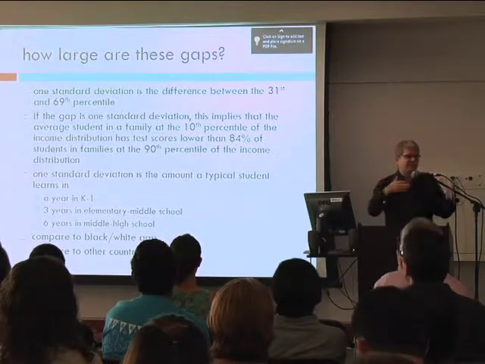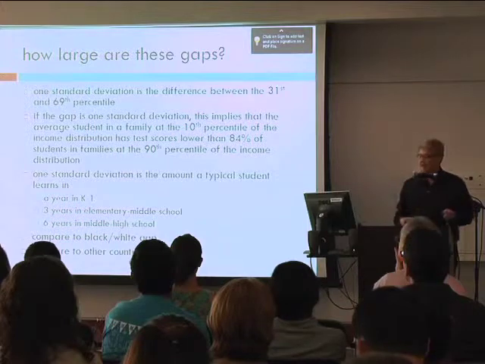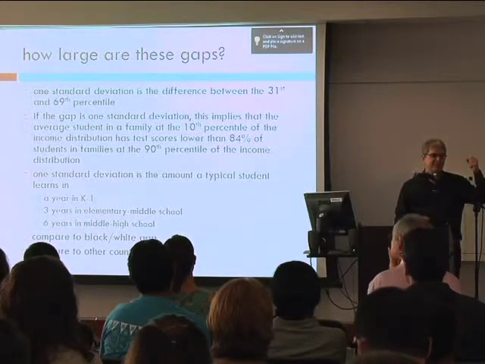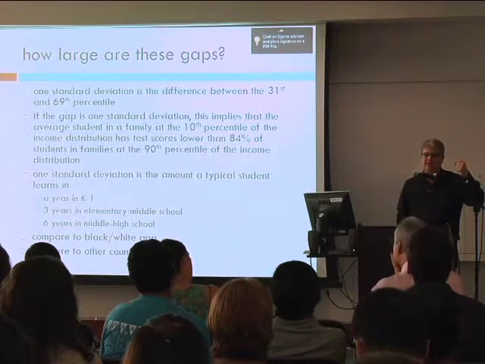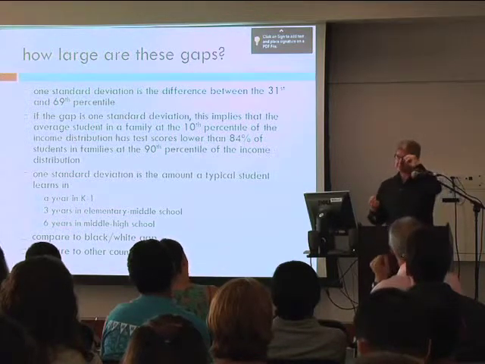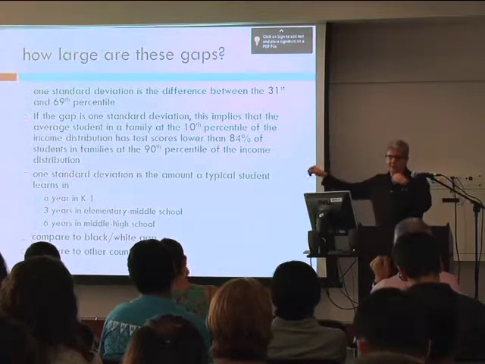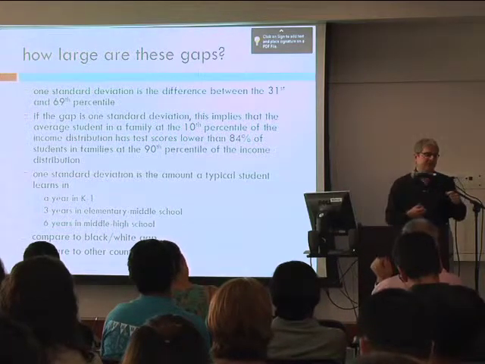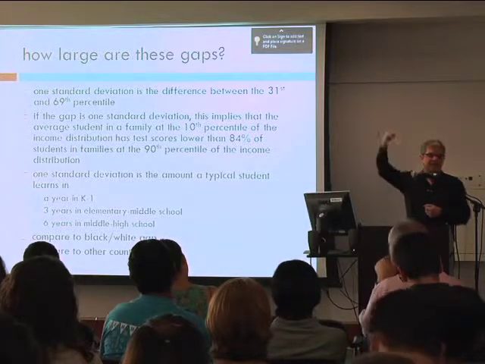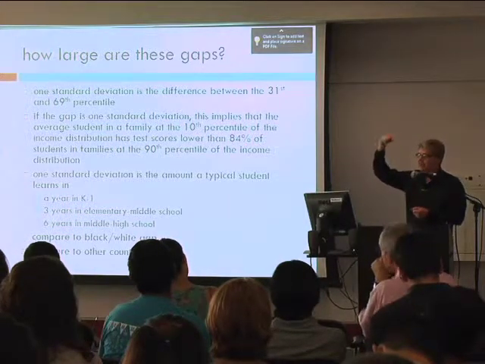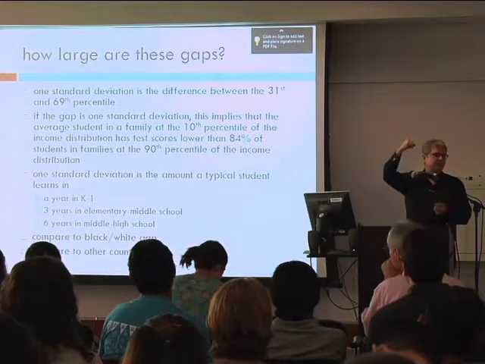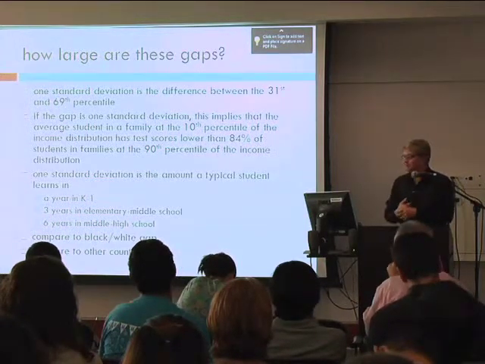So one way to think about it, it's the difference between a student at the 31st and the 69th percentile. So when we say that the gap is 1.25 standard deviations, that means the average low-income student at the 10th percentile has scores somewhere around the 25th percentile of the distribution, and the average high-income student has scores somewhere around the 75th percentile of the income distribution. So those are pretty large differences.